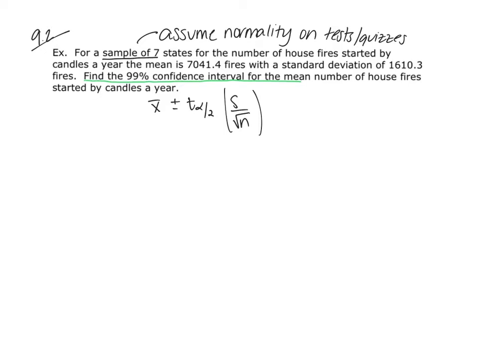Now that we have our formula, we can go through the problem and identify the values. From our problem, we know that x bar is 7,041.4. The sample standard deviation is 1,610.3. N is 7. And thinking ahead, because we're going to be using the t-distribution, we also need our degrees of freedom, which is n minus 1, or 6.